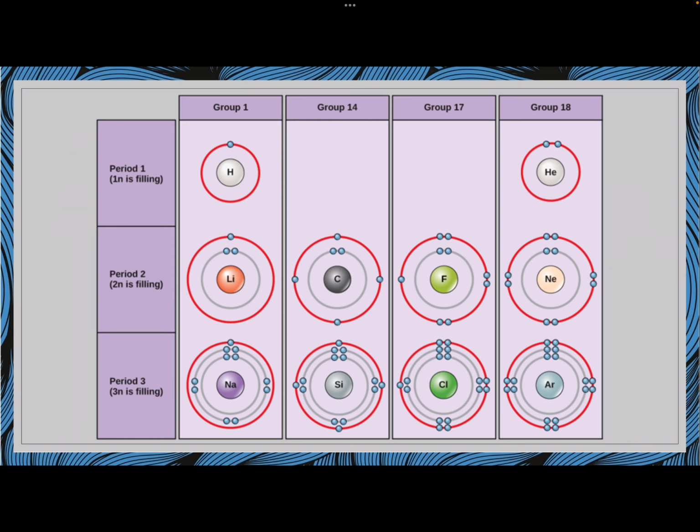Once you get past neon, that's now full, so it moves on to the next one. So period 3 has, for sodium, the third shell, so 3n, has 1 electron. Moving across to silicon, it has 4. Chlorine has 7. Argon has 8. Okay, so it's got that 2, 8, 8.